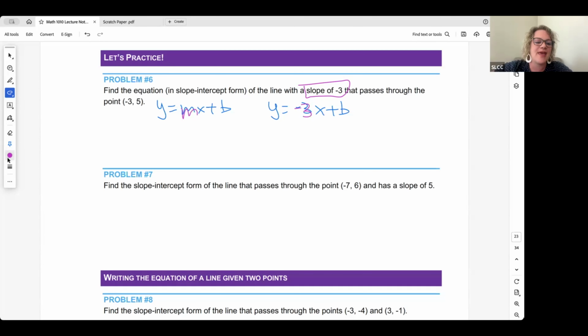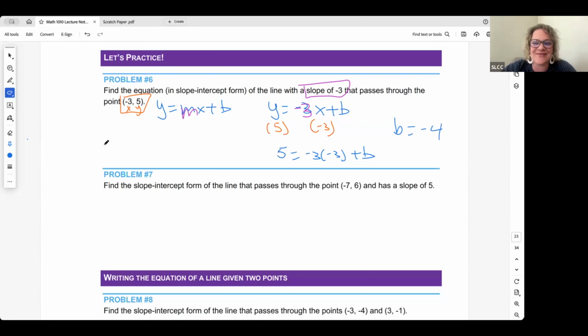Then they give you a point on the line, and this point helps you to solve for b. Remember, this is x, y. So I plug in the x value and the y value, and I can use that information to solve for b. So I see that 5 equals -3 times -3 plus b. -3 times -3 is 9, and then I subtract, so 5 minus 9, so b equals -4.